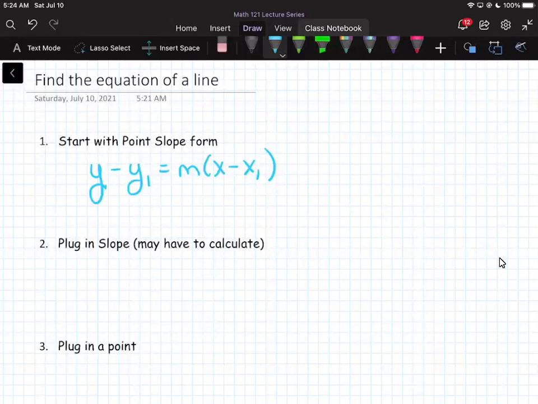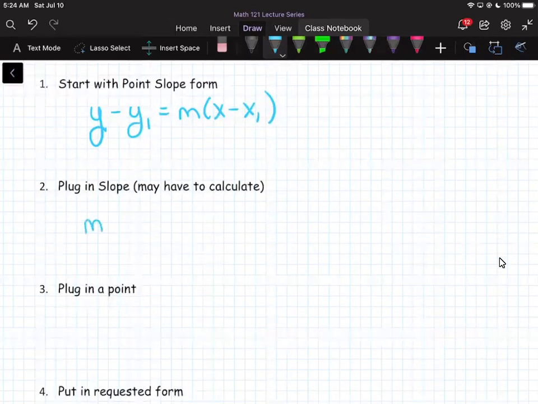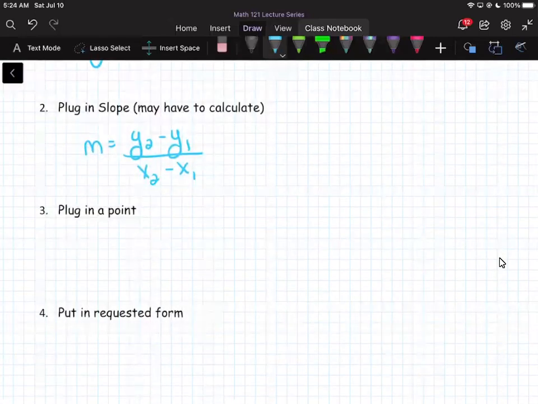The next thing you need to do is plug in the slope. Sometimes the slope will be given to you. Sometimes you will need to calculate it using the formula that we learned in a previous video, y2 minus y1 over x2 minus x1. Once you've plugged in the slope, then you need to plug in a given point. Doesn't matter which point you use, but you're going to plug in one of the values for y1 and one of the values for x1. And last but not least, you're going to put it in requested form, which will either be slope-intercept form or it will be standard form.